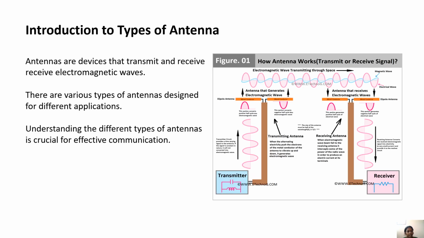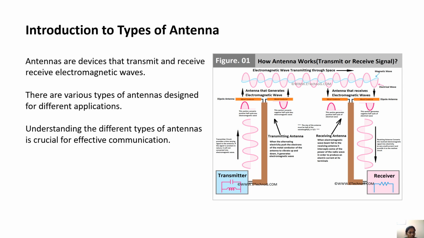Today we are going to discuss the topic types of antenna. Let's go to the introduction to types of antennas. So mainly we'll know the definition of antenna. Antennas are devices that can transmit and receive electromagnetic waves.